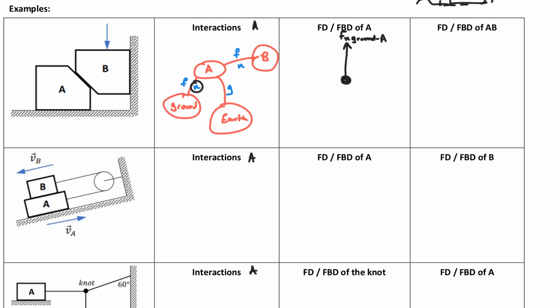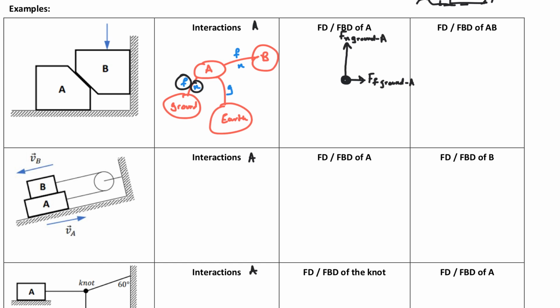And there could also, from the same ground, if this object is pushing it down, this is going to try to move the box in this direction. And if the box is going in this direction, the ground is going to try to pull it back. So there's going to be a force of friction. So that's this force over here. And that's going to be from ground to A.